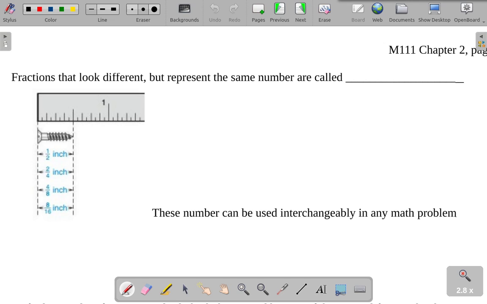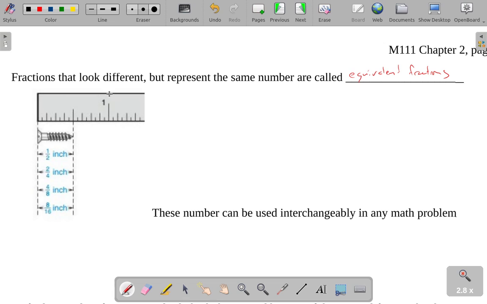When we're dealing with fractions, oftentimes we can be referring to the same number using multiple different fractions. So fractions that look different but represent the same number are called equivalent fractions. An example of equivalent fractions are 1/2, because half an inch is the same as 2/4 of an inch.